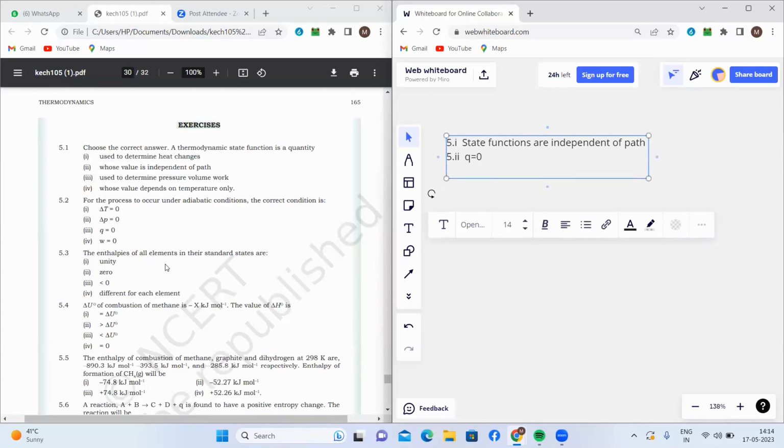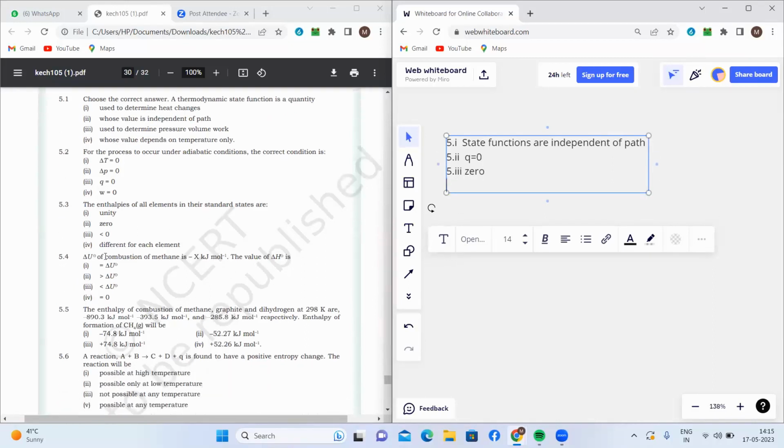The enthalpies of all elements in the standard states are, so it is basically a standard. It is defined by the International Union of Chemistry. So from that, the enthalpy of all elements in standard state is taken to be zero, not unity, not less than zero. It's actually equal to zero in standard state. So it's also like a straightforward question.